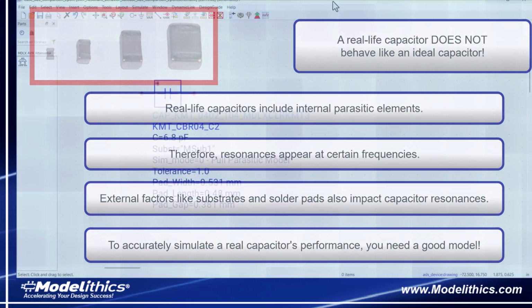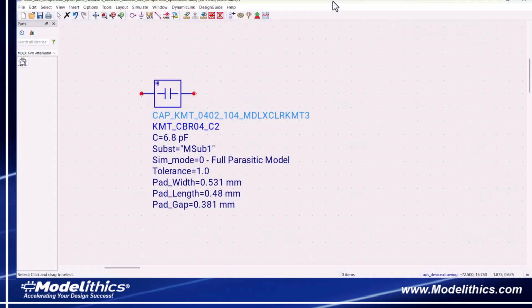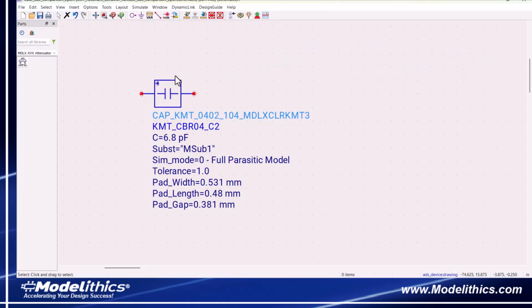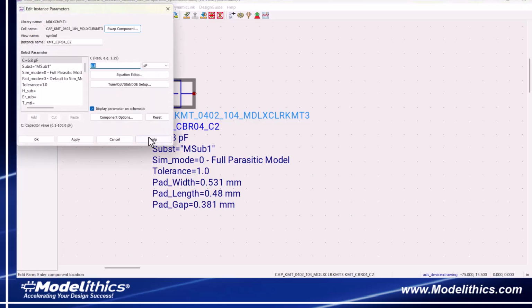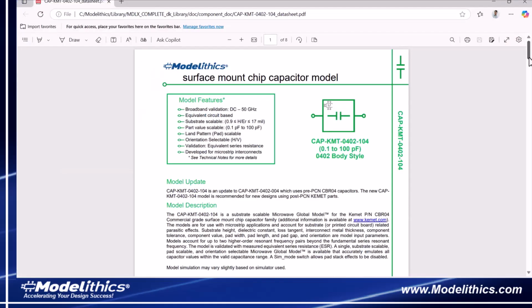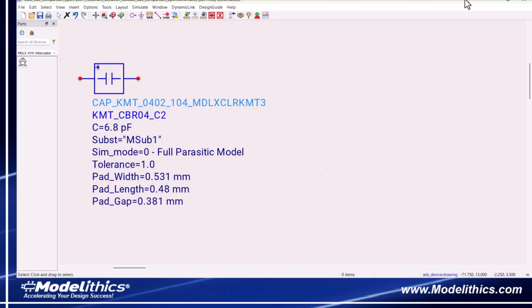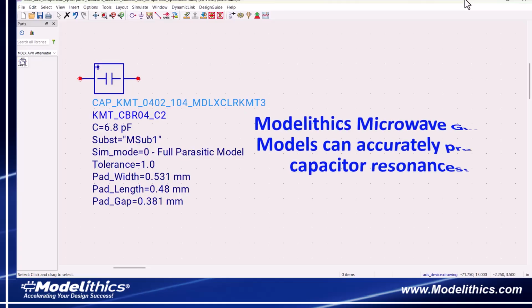In terms of models, one solution comes from Modelithics. Modelithics offers microwave global models for capacitors, inductors, and resistors from many manufacturers. A microwave global model is a unique model that scales with respect to part values, substrates, and solder pad dimensions. These models make it possible to see how capacitor resonances depend on factors like case sizes, substrates, and solder pads.